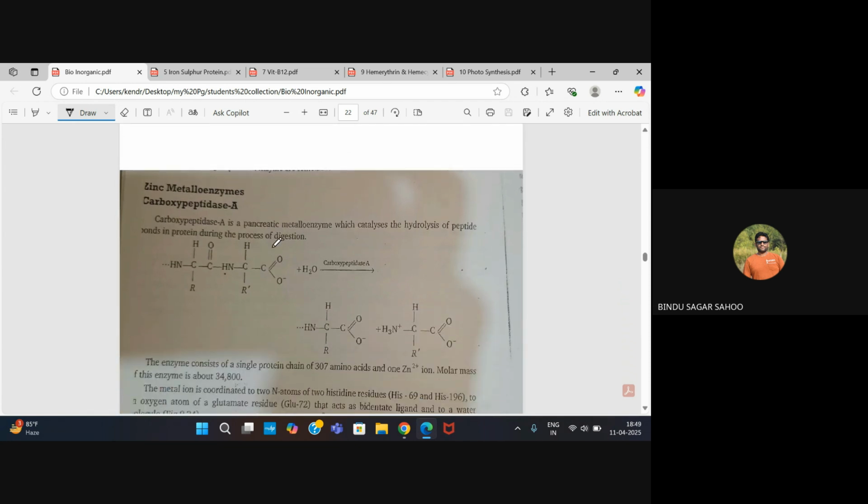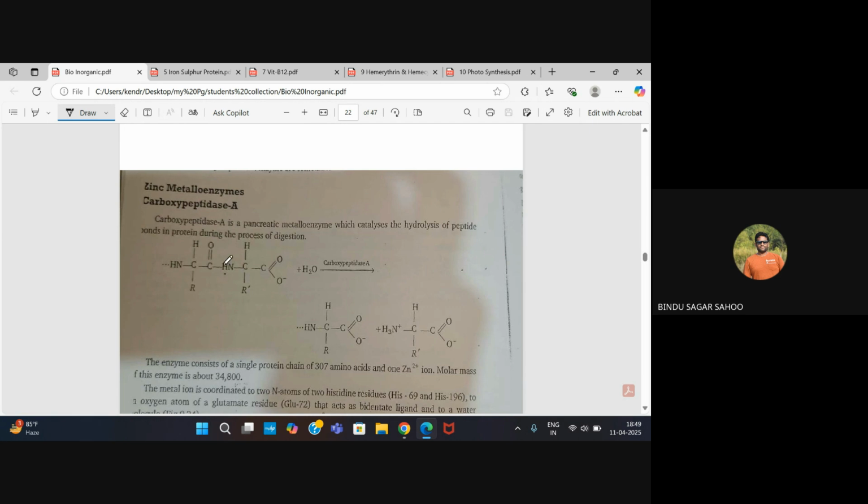Next, we will discuss another metalloenzyme. It's called carboxypeptidase, and here also the metal center is the zinc 2+ ion. First, we will discuss where these types of enzymes are available. Particularly, these are called pancreatic enzymes. In the pancreas, these types of enzymes are available. So what is the role of these enzymes? The basic role of these enzymes is to break the terminal peptide bond.